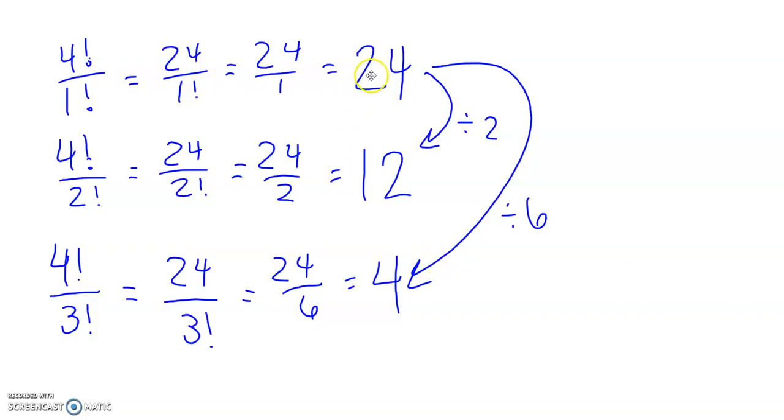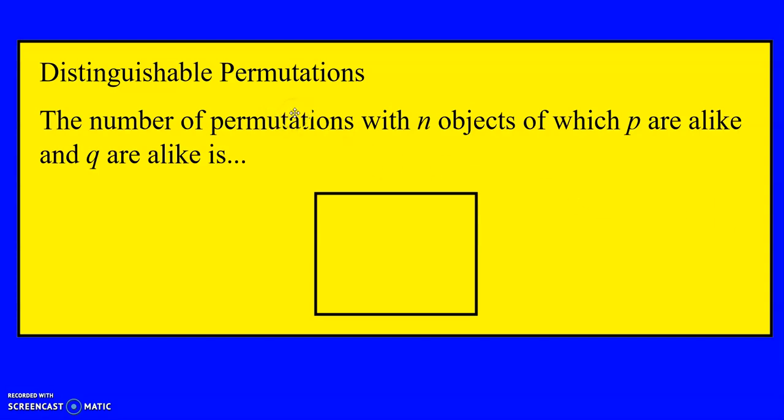Now, there is a relationship here between these totals. We had 24, then we had 12, then we had 4. So it was half as many as the original one, and then it was a 1/6 as many as the original one. So this is 24 divided by 1, this is 24 divided by 2, and this was 24 divided by 6. Well, it turns out that 6 you can think of as 3 factorial because there were 3 things being repeated. In this one, that 2 is 2 factorial because there were 2 things being repeated. So over here on the left, those are the formulas when you have items that are repeated or identical. And this leads us to a new type of counting rule called a distinguishable permutation.